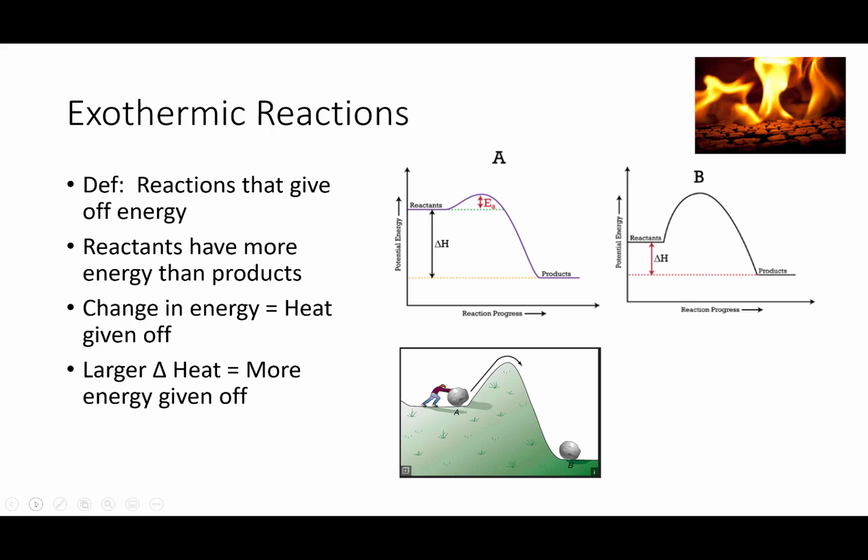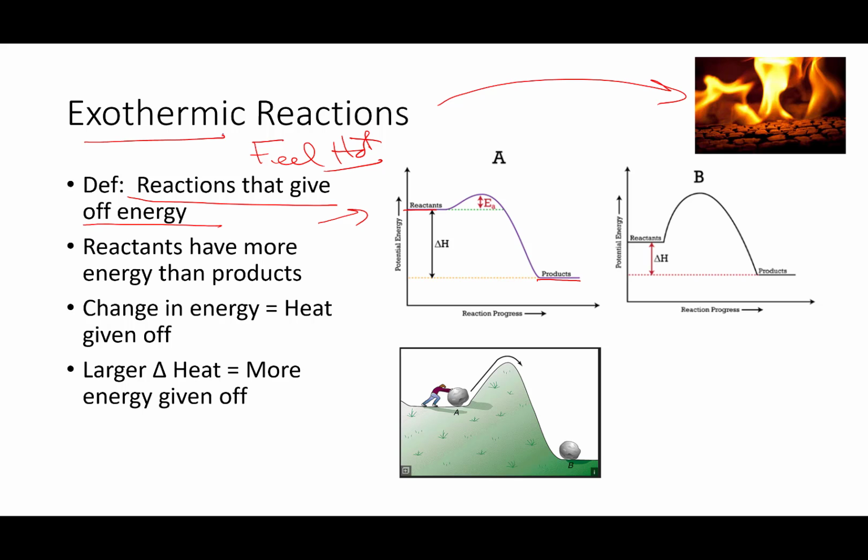Now, exothermic chemical reactions are reactions that give off energy. These are reactions that feel warm to the touch or feel hot to the touch. These are combustion reactions. In an energy diagram, one of these potential energy diagrams, when we look at the energy of the reactants and the energy of the products, you'll notice in an exothermic reaction that the reactants have more energy and the products have less.